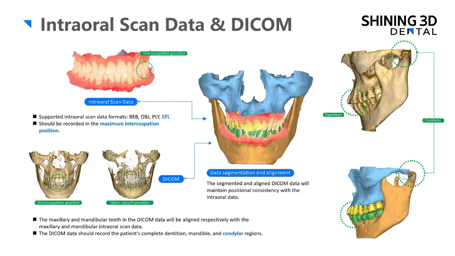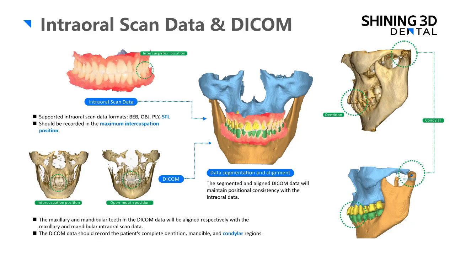For the intraoral scan data and DICOM data, first of all, the new software adds a new intraoral scan format that can be accepted or imported inside the MetiSmile FS scan software. Now we support the intraoral scan data formats BEB, OBJ, POI, and SDL. It should be recorded in the maximum intercuspal position. That's the requirement we put for the intraoral scan data that we want to import into the MetiSmile for the dual motion to use.